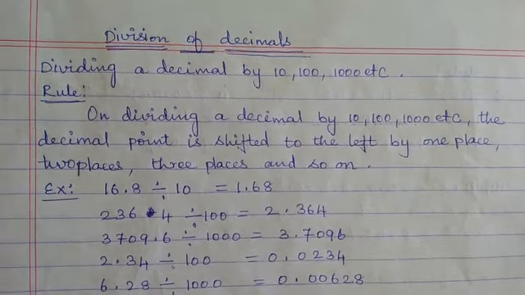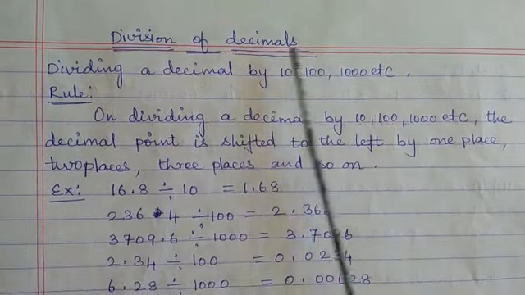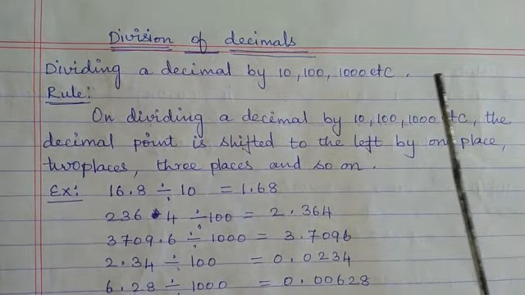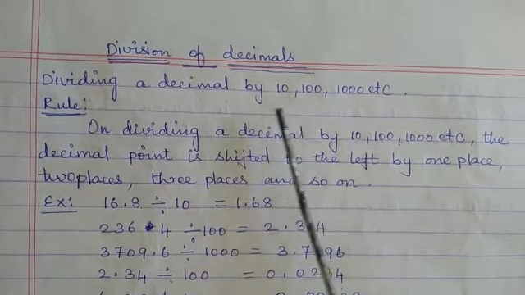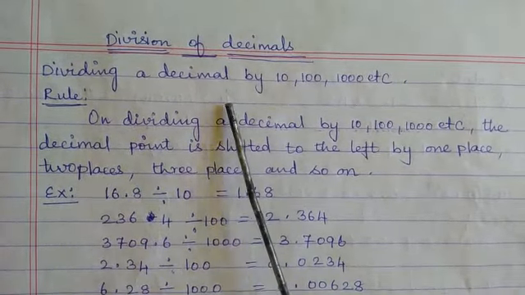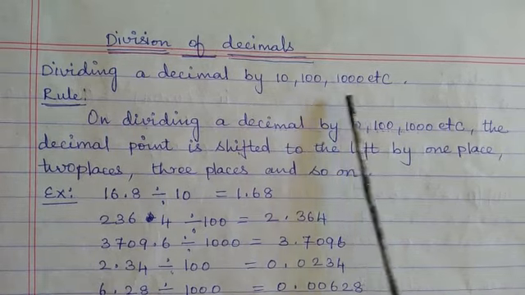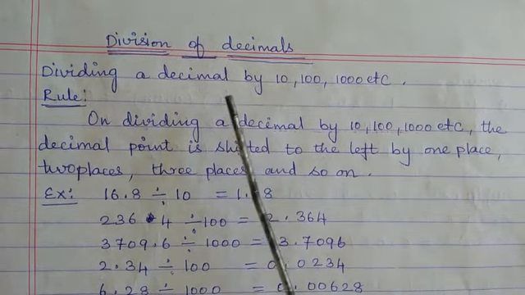Now we move on to division of decimals. I hope that you have practiced addition, subtraction, multiplication of decimals. Now we come to division of decimals. Dividing a decimal by 10, 100, 1000, etc. This is the first type.